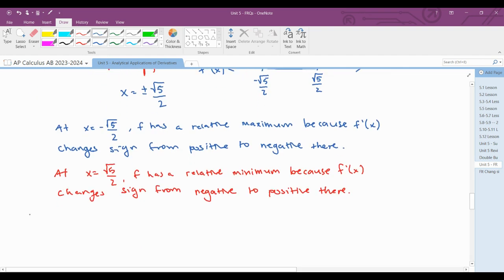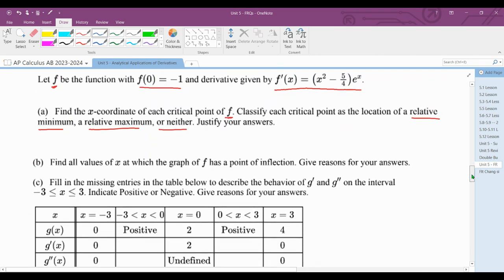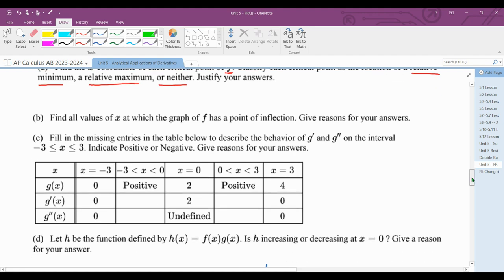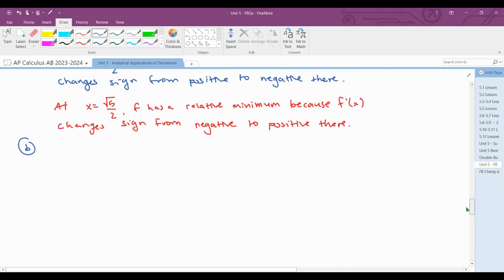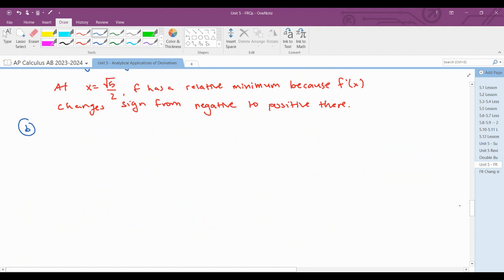Now moving on to part B. So part B, I'm going to take a look real quick. It says, find all the values of x at which the graph of f has an inflection point. Give reasons for your answers. So inflection points, if you don't know, that has to do with our second derivative of our function.